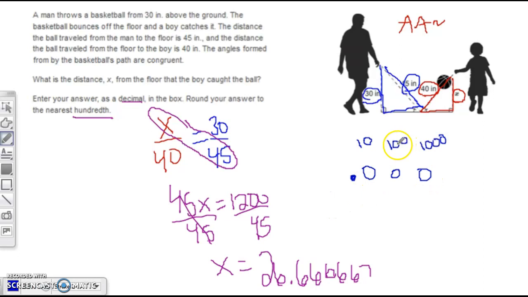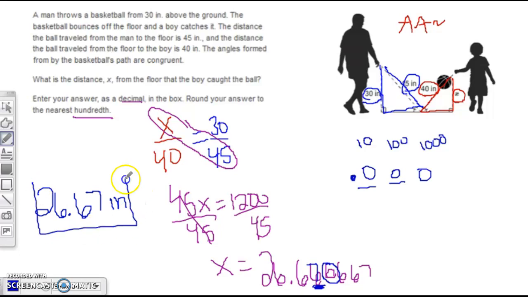So if it says the hundredth, you ask yourself, okay, that's 2 zeros, so I know I want 2 decimal places. So I'm going to look at the one behind the second decimal place, and that 6 is going to make that round up to a 7. So my final answer here, and you got to make sure you round correctly, is going to be 26.67 inches. All right, y'all, good luck on the quiz.